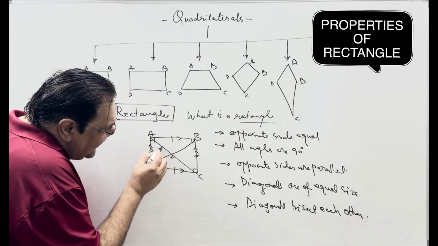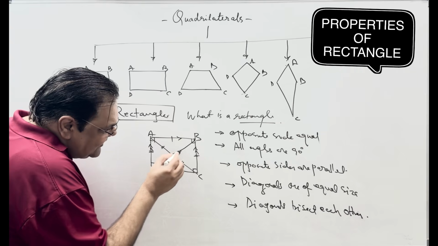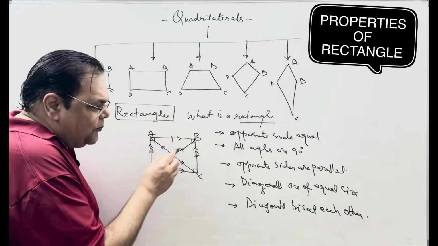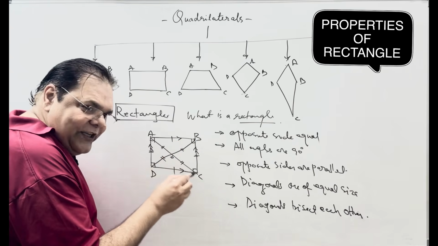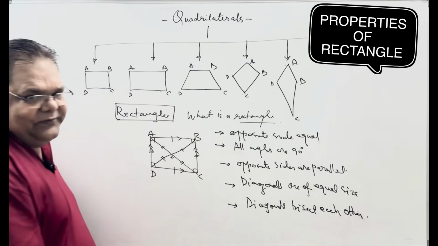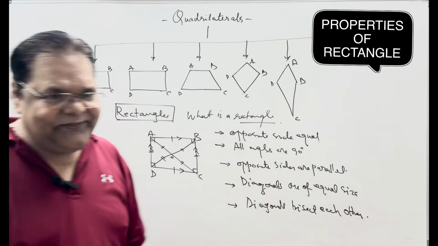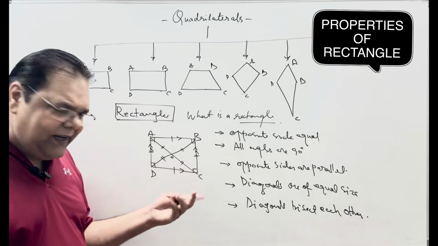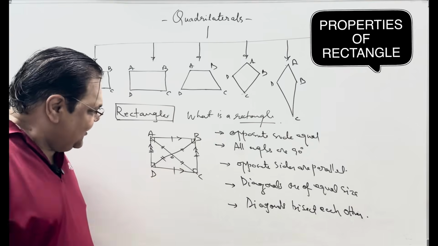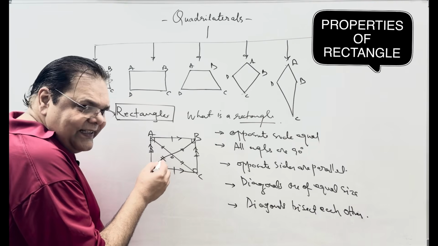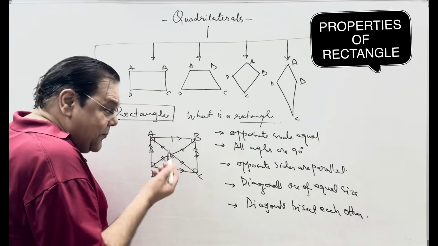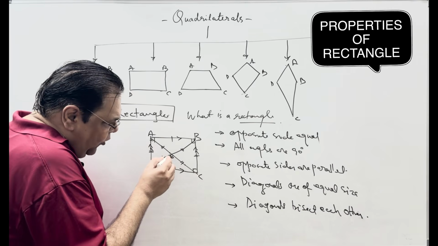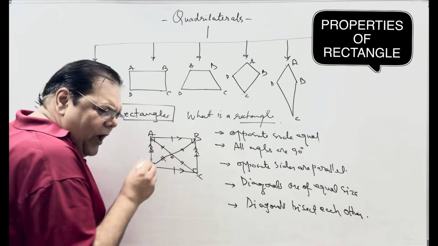So this part is equal to this, and this is equal to this. Or you can say AO is equal to BO, BO is equal to CO, CO is equal to DO, because the diagonals are already equal, and they are also halved. This is the midpoint of the diagonal. So AO, BO, CO, DO are always equal.